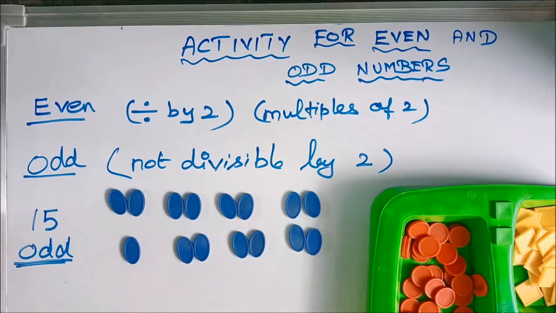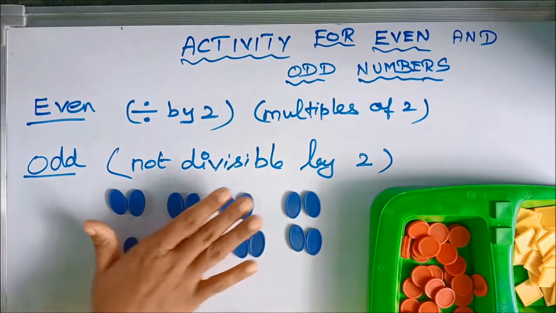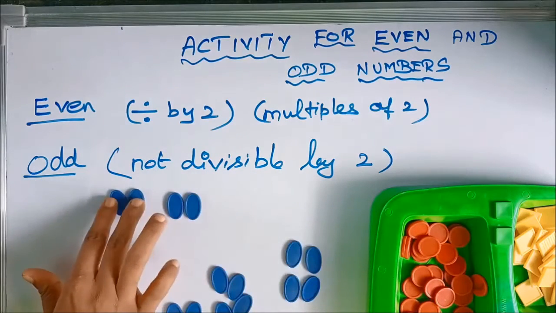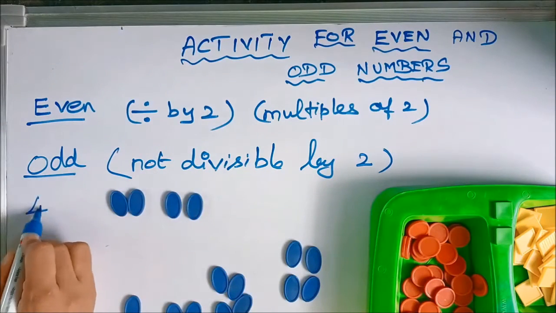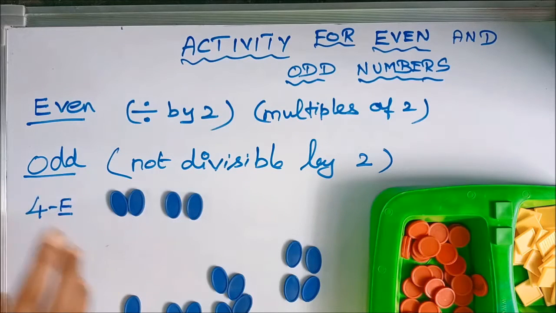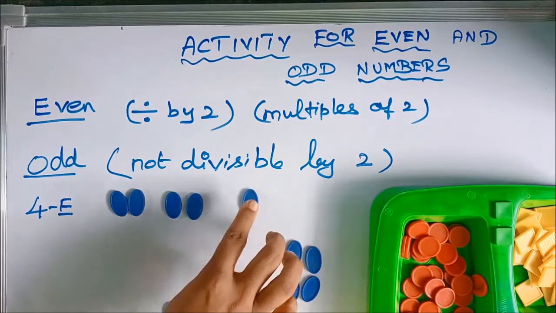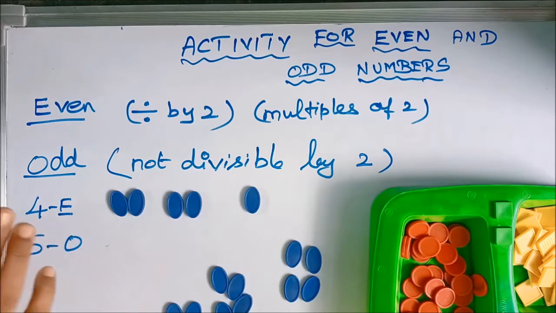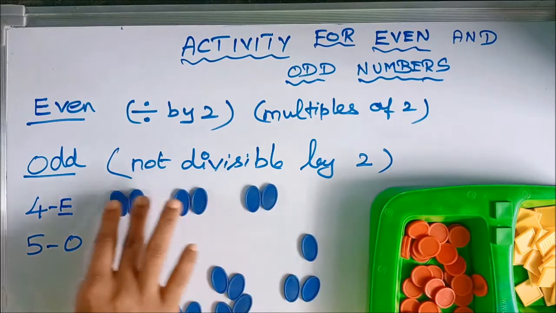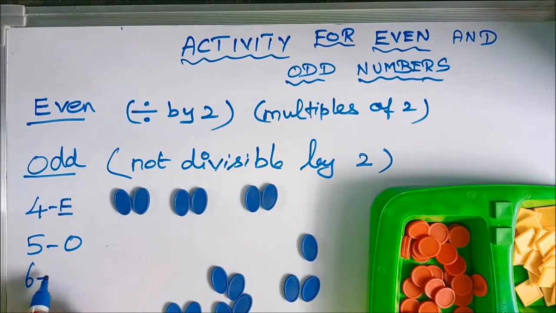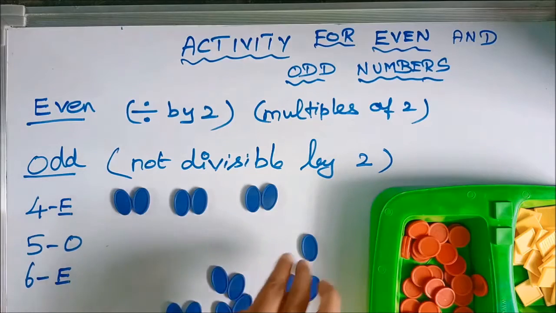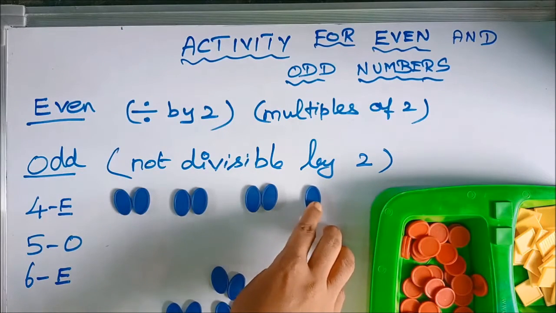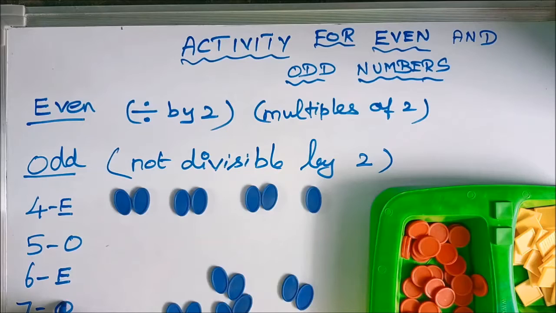Do you understand children? Suppose let us take 4 coins. See, 4 coins, all the coins are paired. So we can say 4 is an even number. Suppose if you take 5 coins, see we have 1 coin not paired. So we can say 5 is an odd number. If you take 6 coins, see all the coins are paired into 2's. So you can say 6 is an even number. If you take 7 coins, see the last coin is not paired. So we can say 7 is an odd number. Okay, do you understand the concept of even and odd numbers? Okay children, thank you.